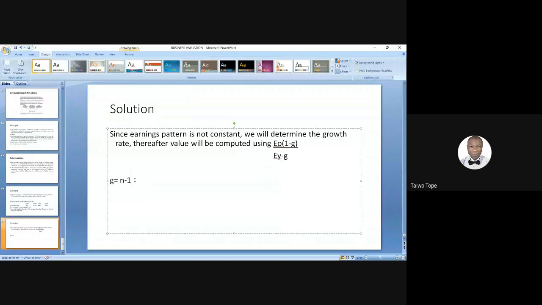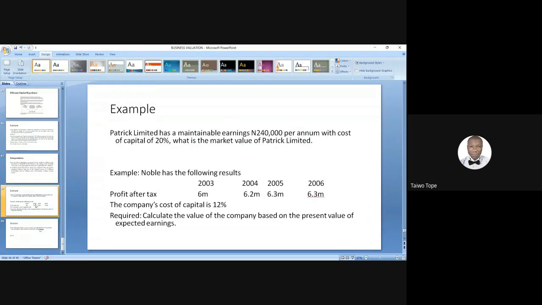So from the question, the latest earning, the profit, is what? The latest is 6.3 million. And the earliest is what? 6 million. So looking at the number of years, it is 4, right? So n minus 1, 4 minus 1 is what? 3. Then the square root of what? 6.3 divided by 6.